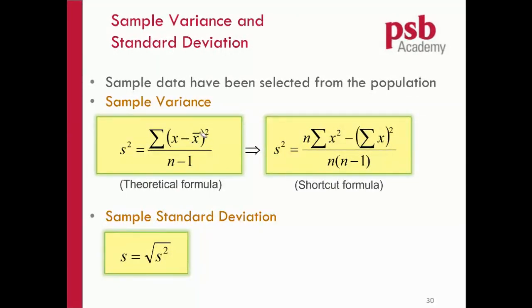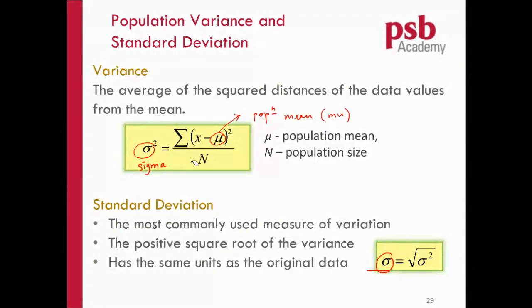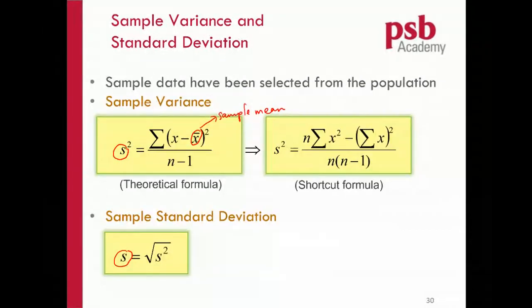Just now you saw X bar. X bar is just the sample mean. So S will be the sample standard deviation. If you square it, it becomes the variance. So what else is different? This is divided by n, and this is divided by n minus 1.